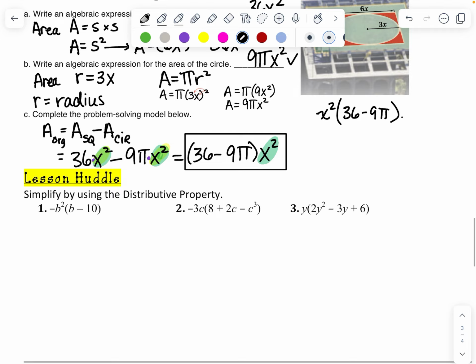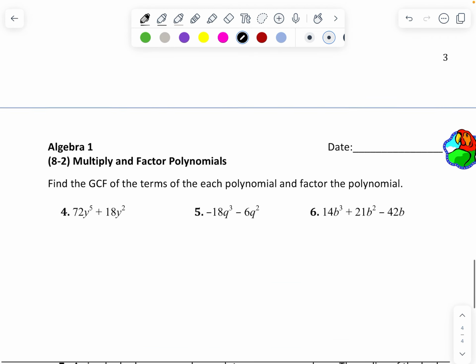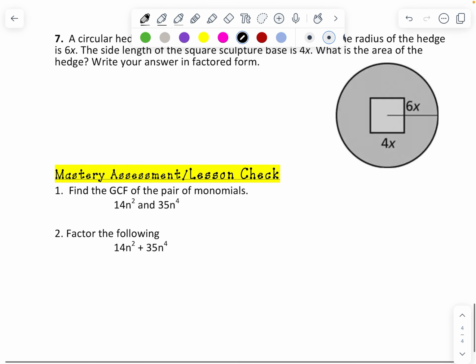You can check your answers when you're finished. Okay? And I will submit this worksheet to Schoology. You can check your answers with that, okay? And I think there's a mastery assessment too.